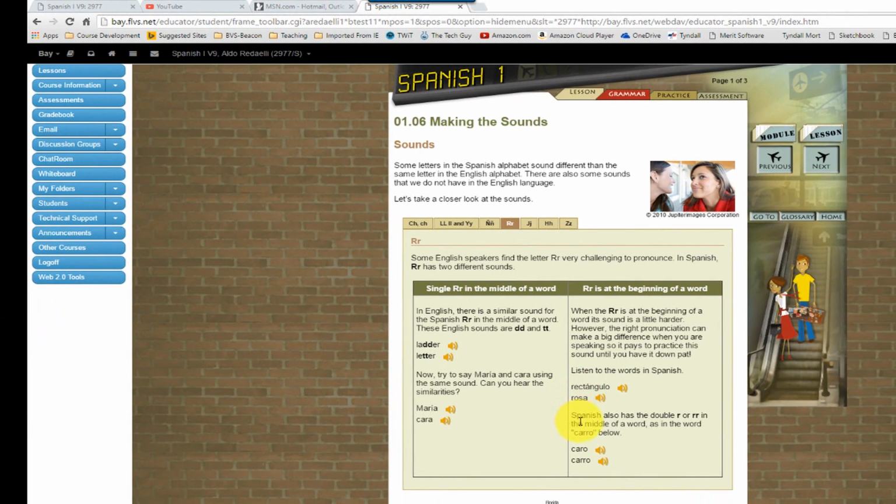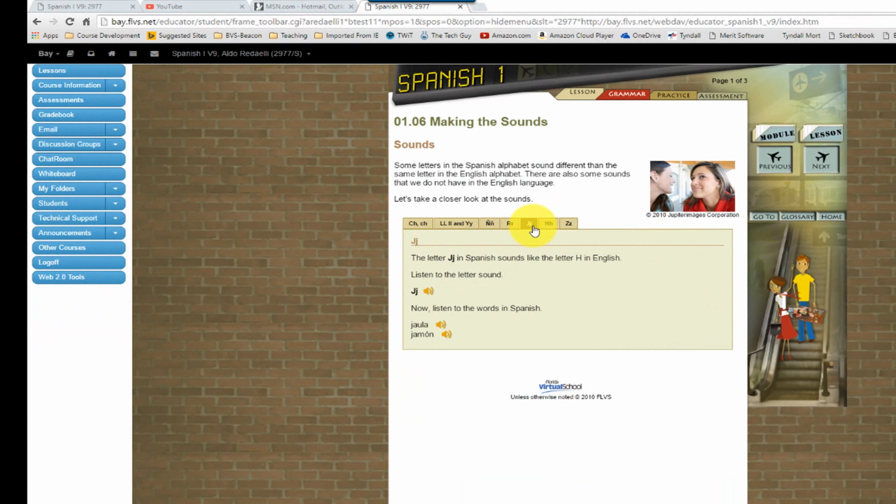And the R, also remember that at the beginning it sounds like a double R. Rectángulo, rosa. If it's in the middle and it's only one R, caro, which is expensive, carro, which is R. That's two R's. Carro, two R's, caro, one R. Little difficult for some American people to pronounce.